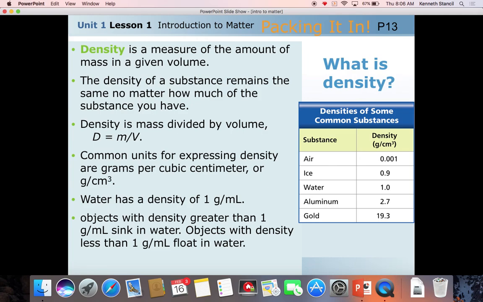Air is 0.001, which means air is not really heavy and dense. Okay, it's not heavy because it's not dense. Okay, ice, 0.9. Really, really close to water.